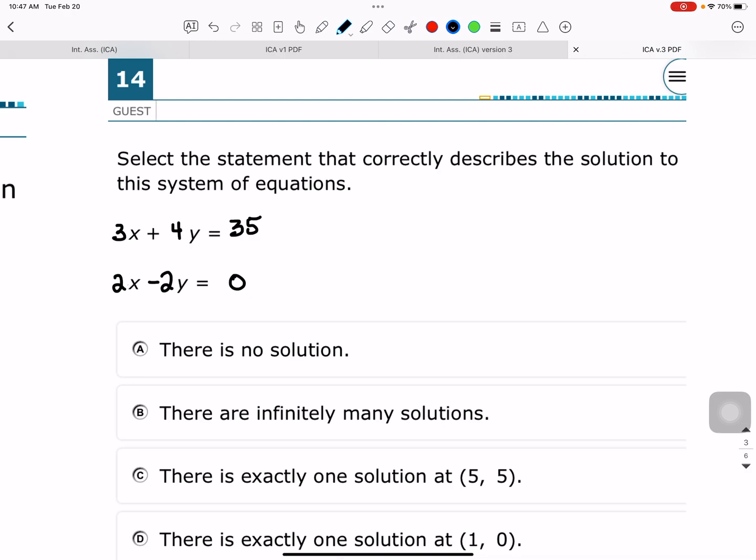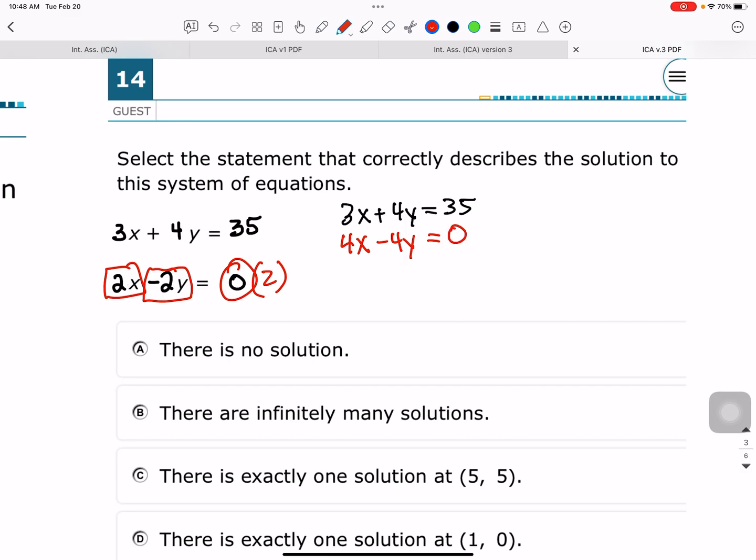14, let's see. I'm going to multiply everything in this equation by 2. You'll see why. If I make everything in this equation 2 times bigger, I'm going to have my first equation, which stays the same, 3x plus 4y equals 35. My second equation, I'm going to make twice as big. So instead of 2 x's, I'm going to have 4 x's. Instead of -2y's, I'm going to have -4y's. Instead of 0, well, times 2, I still have 0. Okay, so now 3x's and 4x's is 7x's. 4y's and -4y's, the y's are gone. 35 and 0 is 35. I divide by 7, and x equals 5.